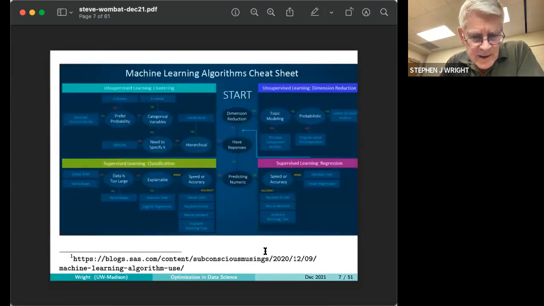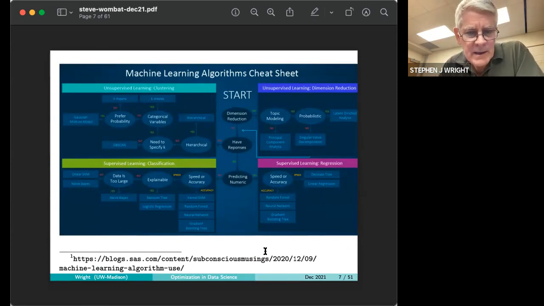This is a picture that I started showing about 3 years ago. I did a Google on cheat sheets for machine learning. And I checked it again about a year ago, and it's still there. I checked it again this year, it's still there. It's on the SAS website. SAS is a software company that provides numerical software, optimization software, data analysis software.